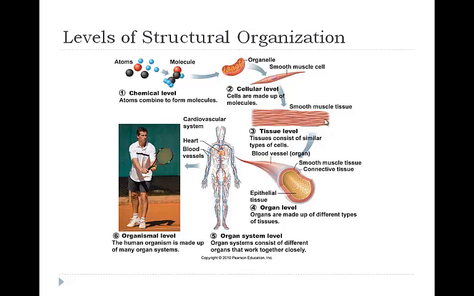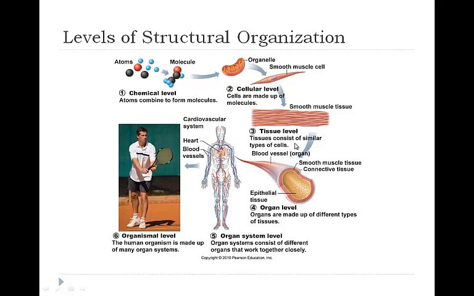When we take a bunch of different tissues and put them together, we can make an organ. So here we have epithelial tissue, which is a thin covering tissue. We have smooth muscle tissue. Right? We have connective tissue on the outside. So we have 3 different types of tissues here, and these make up an organ. So this could be like a blood vessel.